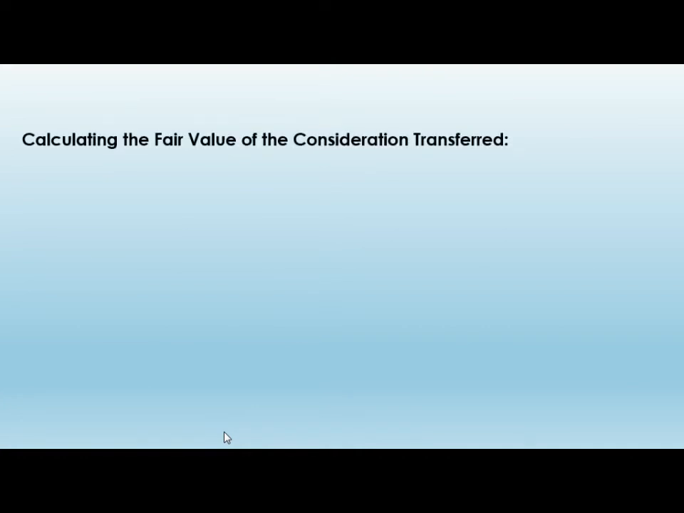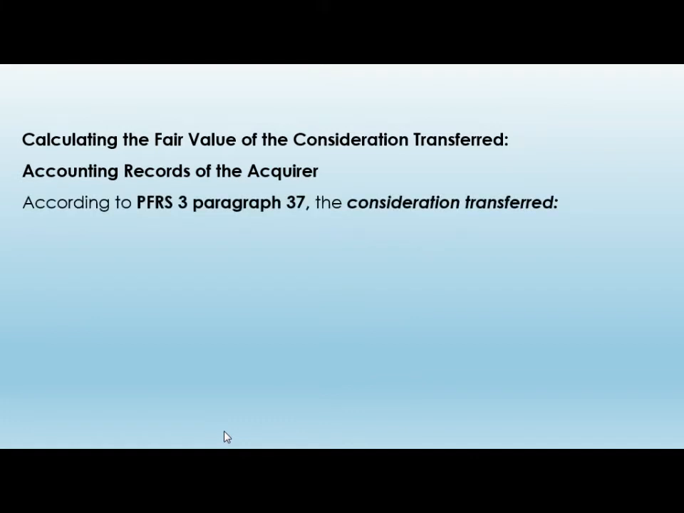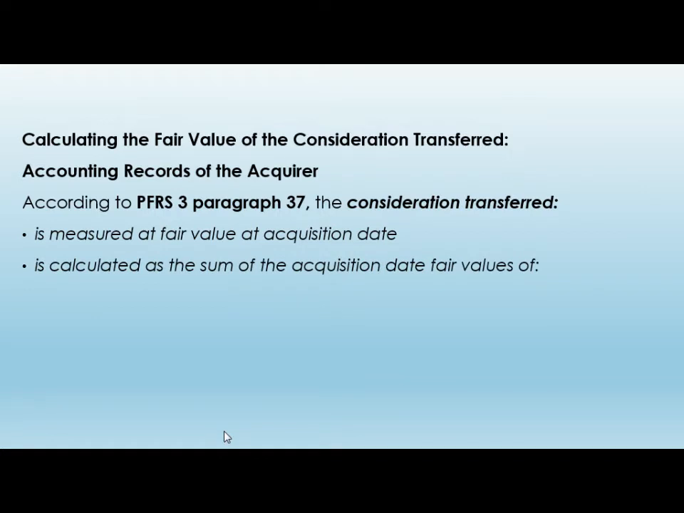So, our next step after determining the acquisition date would be to calculate the fair value of the consideration transferred. So, accounting records of the acquirer. And according to PFRS 3, paragraph 37, the consideration transferred is measured at fair value. Okay, as I have mentioned before, at acquisition date. So, also, it is calculated as the sum of the acquisition date fair values.